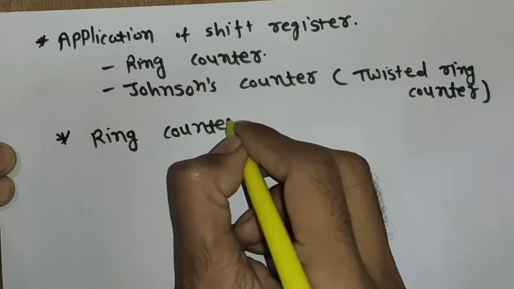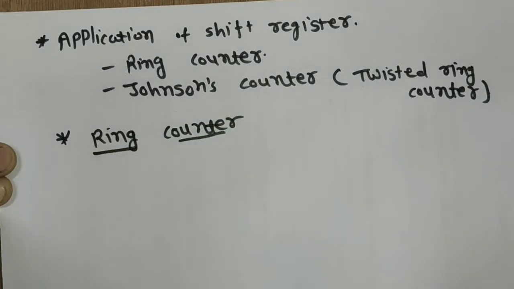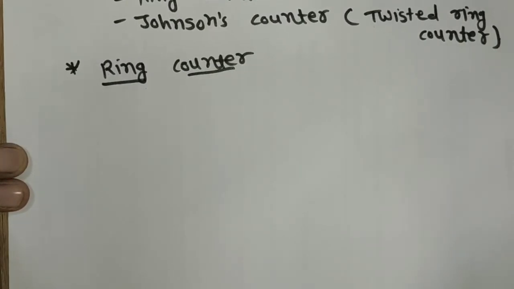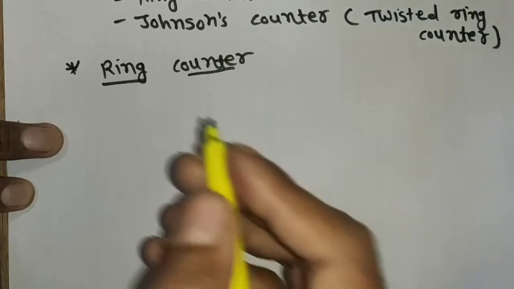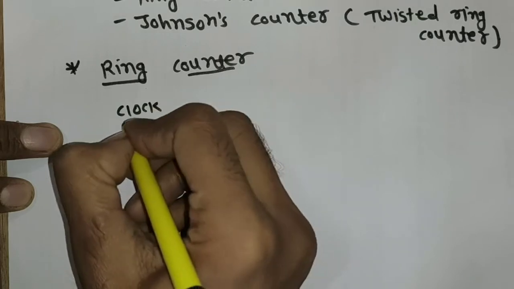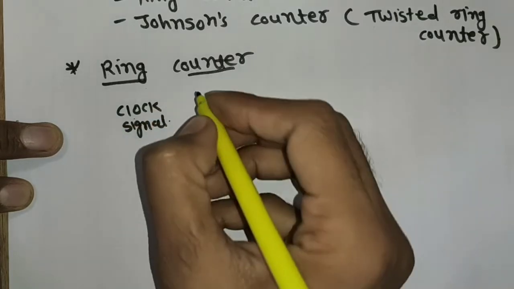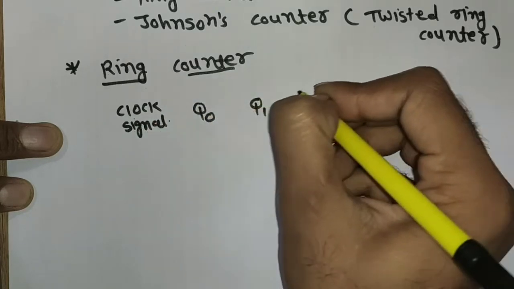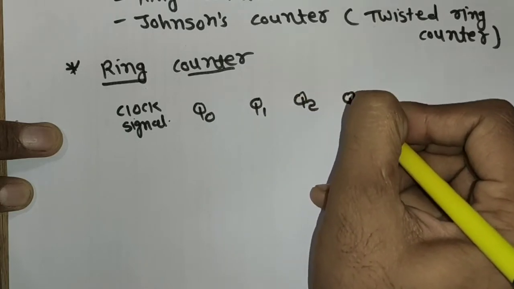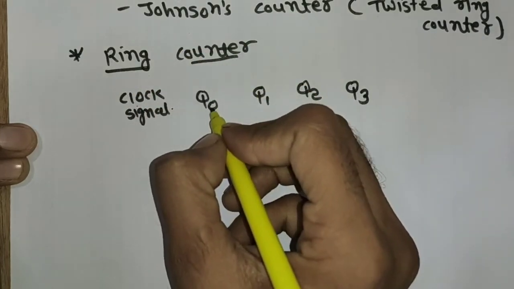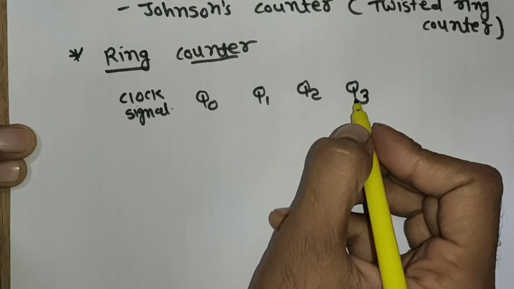So dear students, first we will clarify how the ring counter works, or rather, what is the logic of the ring counter. Suppose we are designing the counter with 4-bit storage. That means we require 4 flip-flops. So this is the clock signal. The output of the first flip-flop is known as Q0, then Q1, Q2 and Q3, the outputs of the second, third and fourth flip-flops.